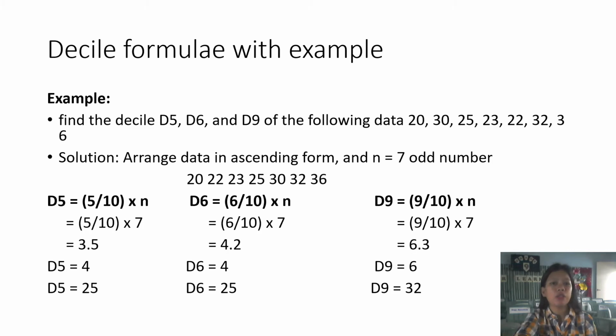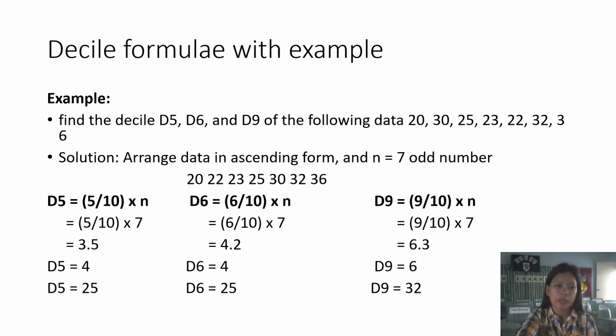And how about if we have a problem? So we have here the decile formula with an example. Find the deciles D5, D6, and D9 of the following data, meaning the 5th decile, 6th decile, and 9th decile of the following data: 20, 30, 25, 23, 22, 32, and 36. Solution: arrange the data in ascending form, or from lowest number to greatest number.